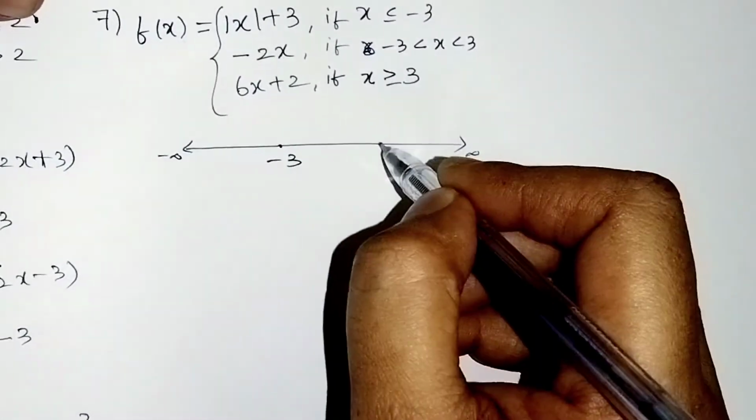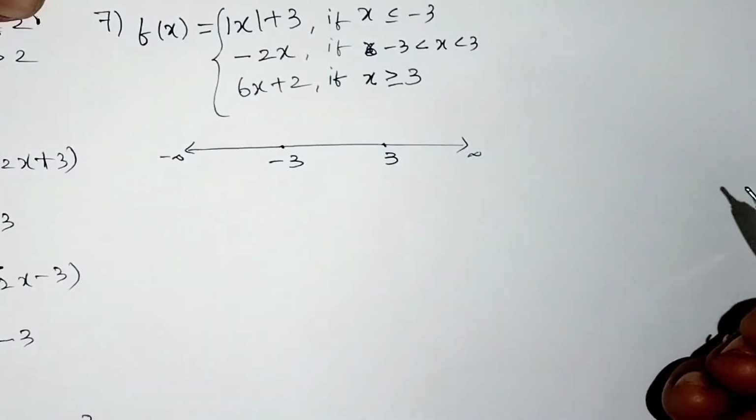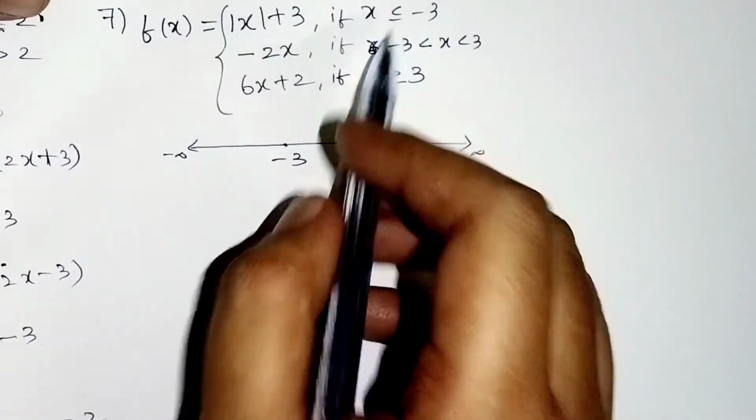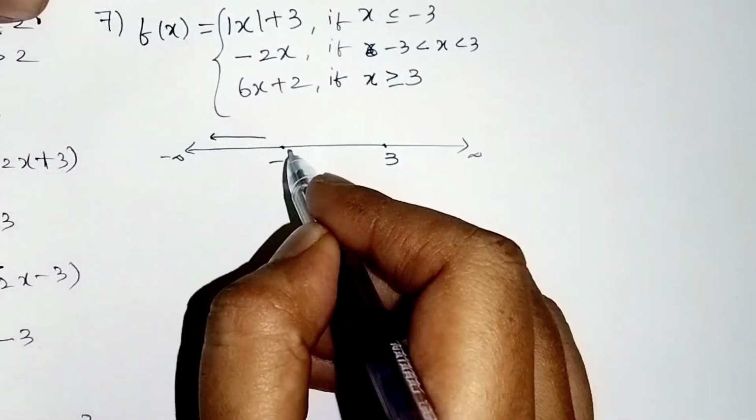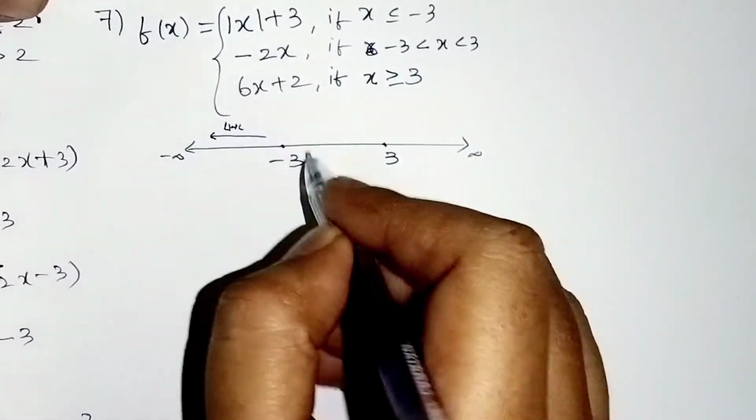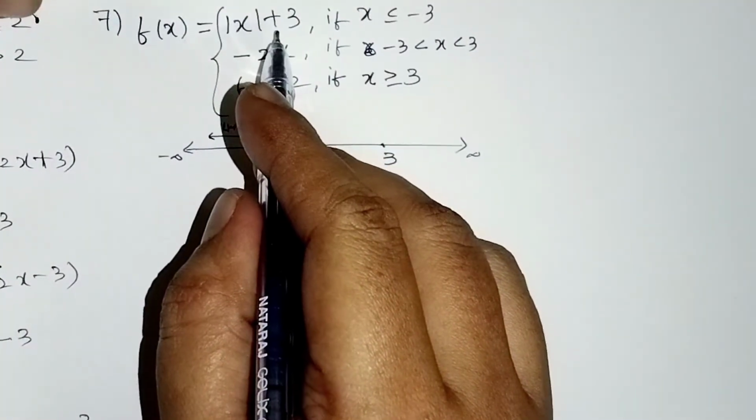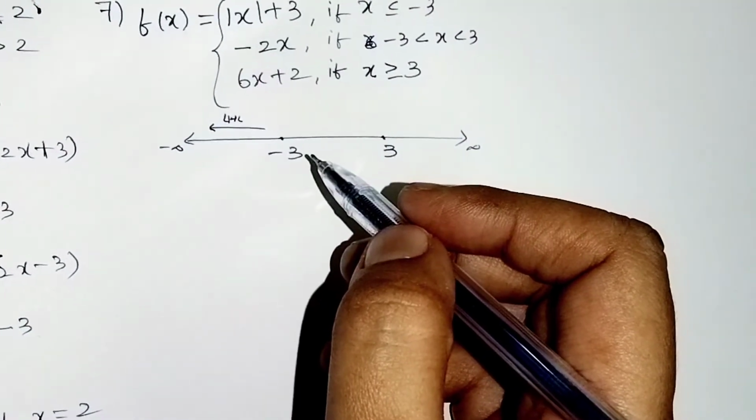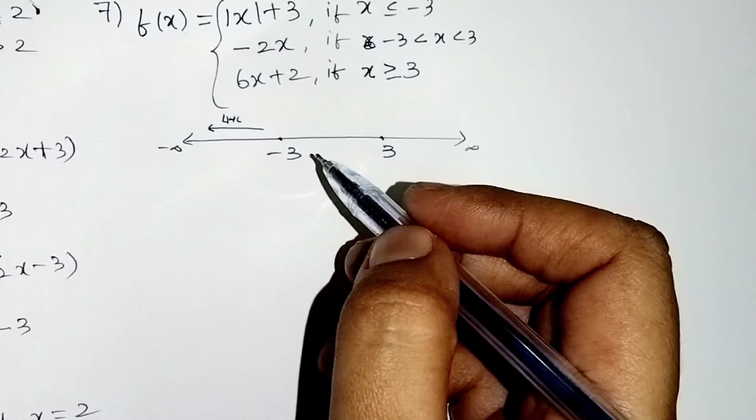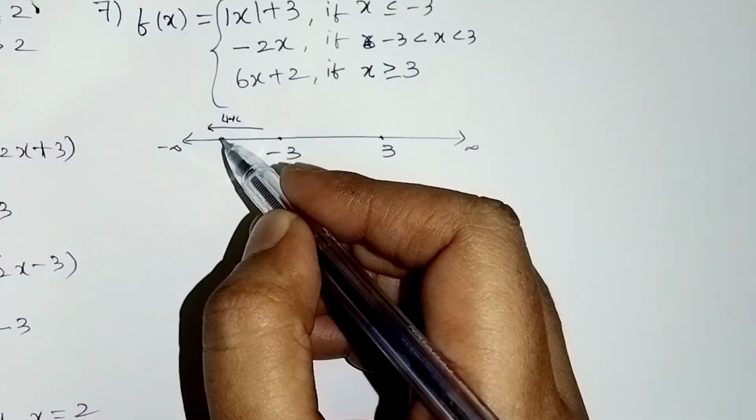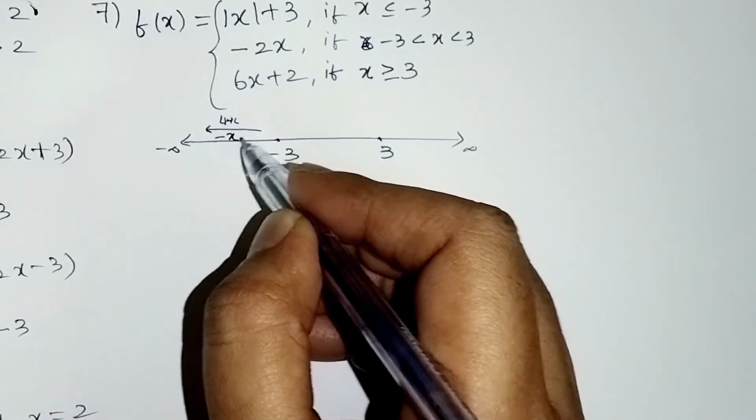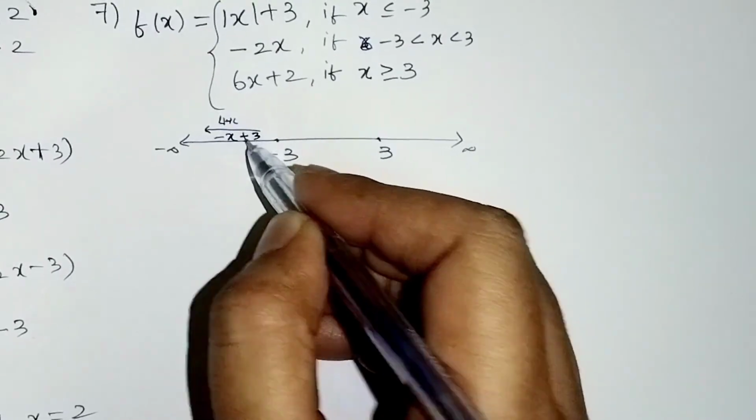Minus 3 on the left side, 3 on the right side. Less than or equal to minus 3, this will be the LHL for the minus 3. That is modulus of x plus 3. As it is left hand limit, we will be taking the minus x, minus x plus 3. Sorry, it is plus 3.